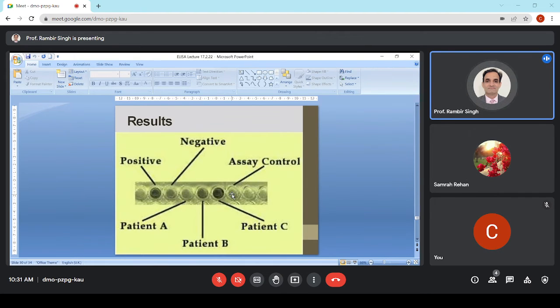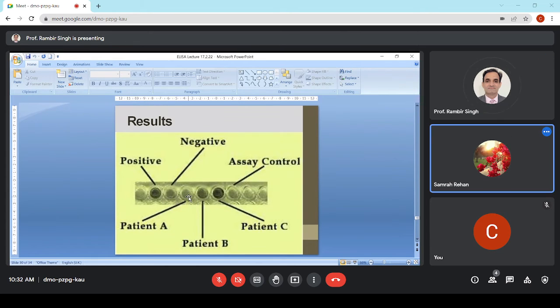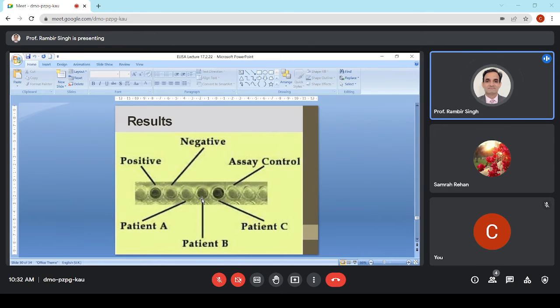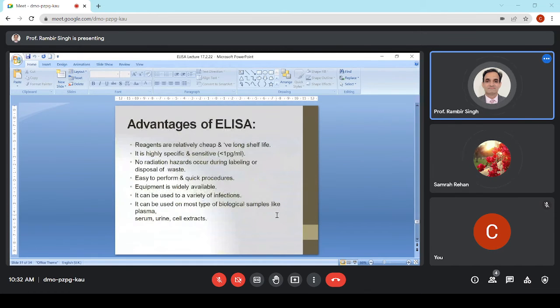So that way we do it. In every plate, we need to have a positive control and a negative control. Positive control means we'll have the highest color. Negative control means there will be no color. If there is no color, it is negative. If there is a little bit of color, infection is there, but we can measure the load of the bacteria, virus, or fungus. And if it is dark color, then again the load is very high. This way the results are calculated.